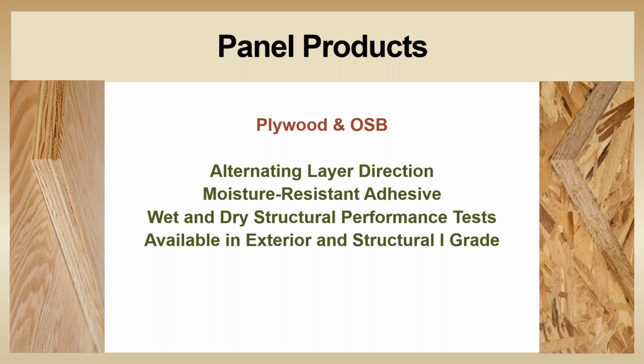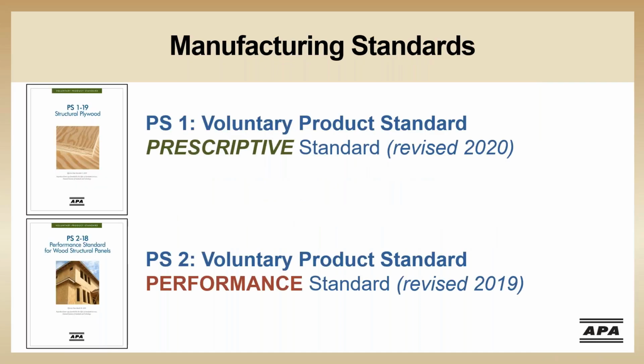Both OSB and plywood undergo structural tests in both their wet and dry conditions. And in the United States, they must comply with product standards. U.S. building codes require that structural panels for application in the United States comply with either PS1 or PS2 voluntary product standards. And these are developed under procedures published by the U.S. Department of Commerce. PS1 establishes requirements for structural plywood and is primarily a prescriptive standard. PS2 establishes requirements for structural wood-based panels. So this includes both OSB and plywood.